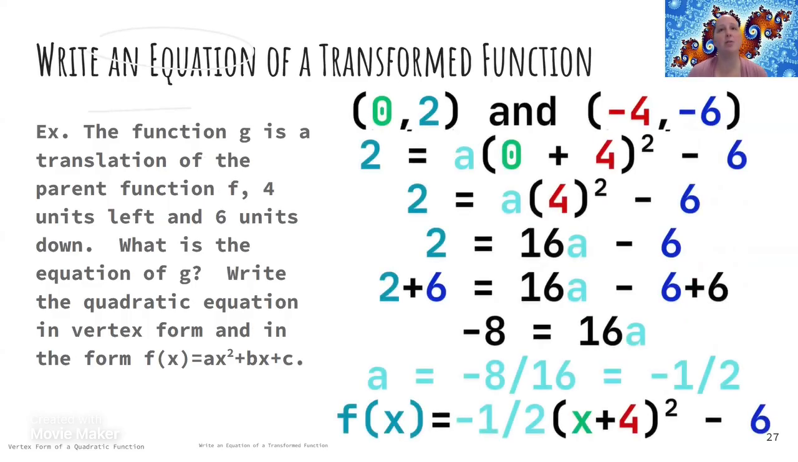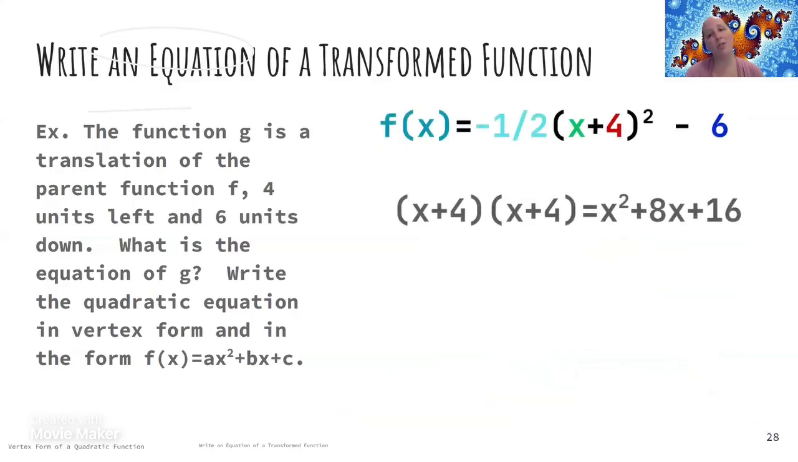I substitute the values of (0, 2) and (-4, -6) into my vertex form. So I get 2 equals a times (0 plus 4) squared minus 6. I simplify my equation as much as possible. 4 squared gives me 16. I add 6 to both sides, and I get negative 8 equals 16a. Dividing both sides by 16, I get negative 8 over 16, or negative 1/2. So I substitute that value back into my vertex equation. I get f of x equals negative 1/2 times the quantity x plus 4 squared minus 6.